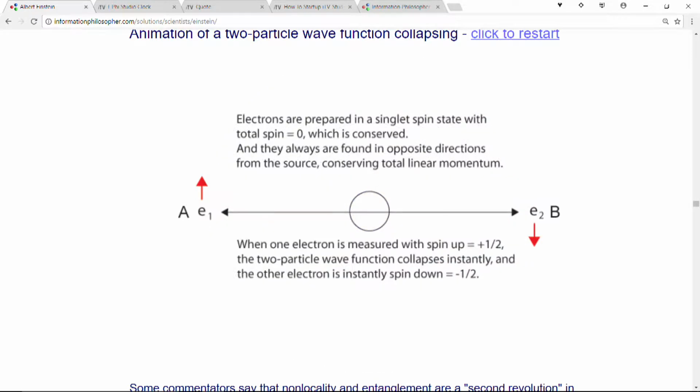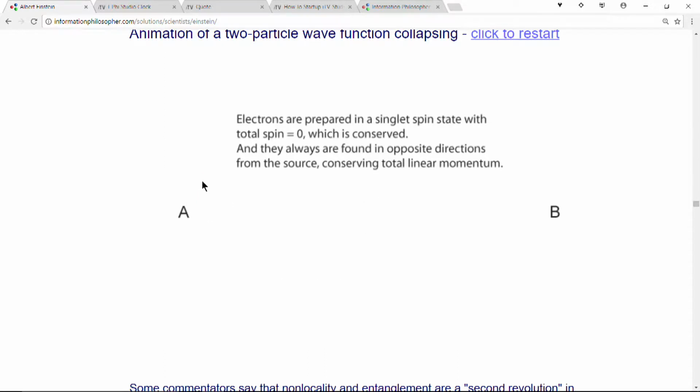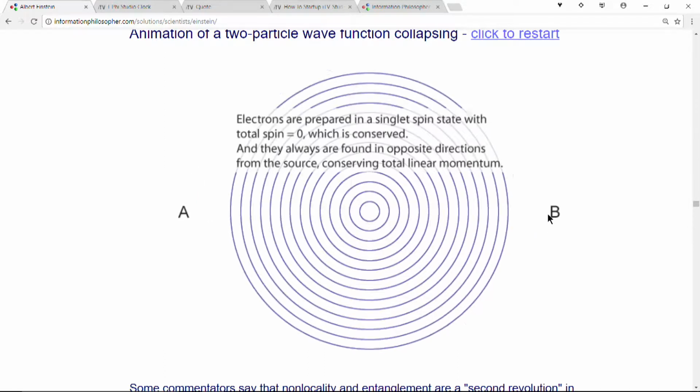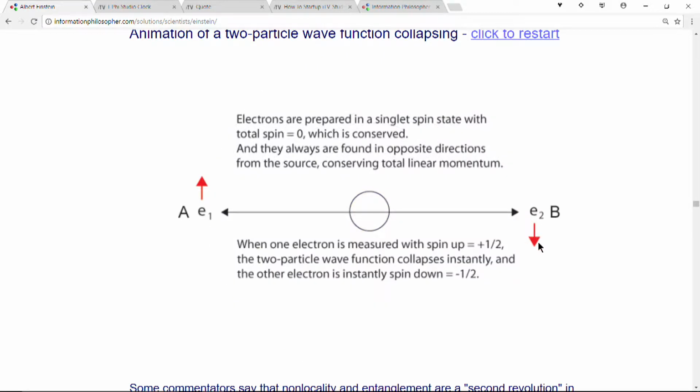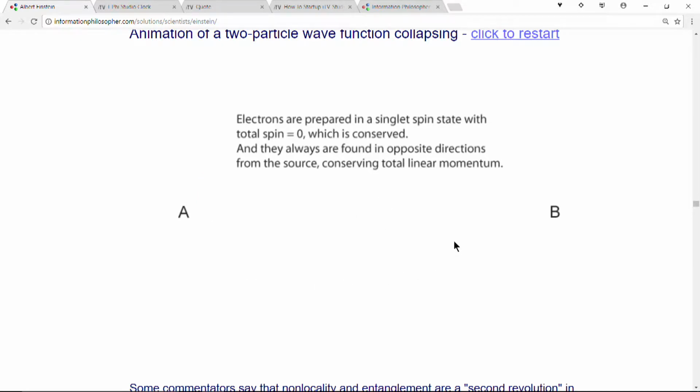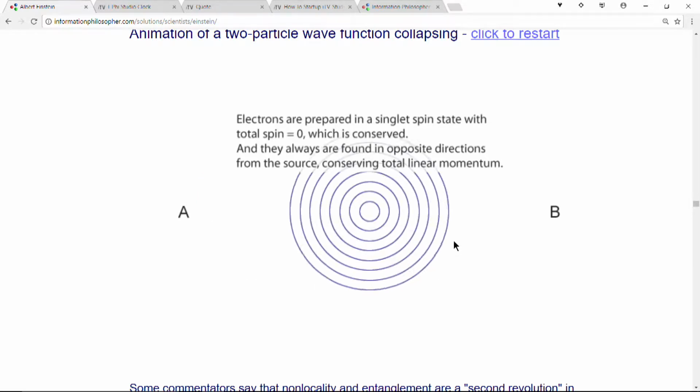It says that electrons are prepared in a singlet spin state with total spin equals 0. So the arrows represent the spin, and the up arrow is spinning in one direction, and the down arrow that Bob measures over on this side is spinning in the down direction. So when one electron is measured with its spin up, the two-particle wave function collapses instantly, and the other electron is instantly spin down, or minus 1/2.